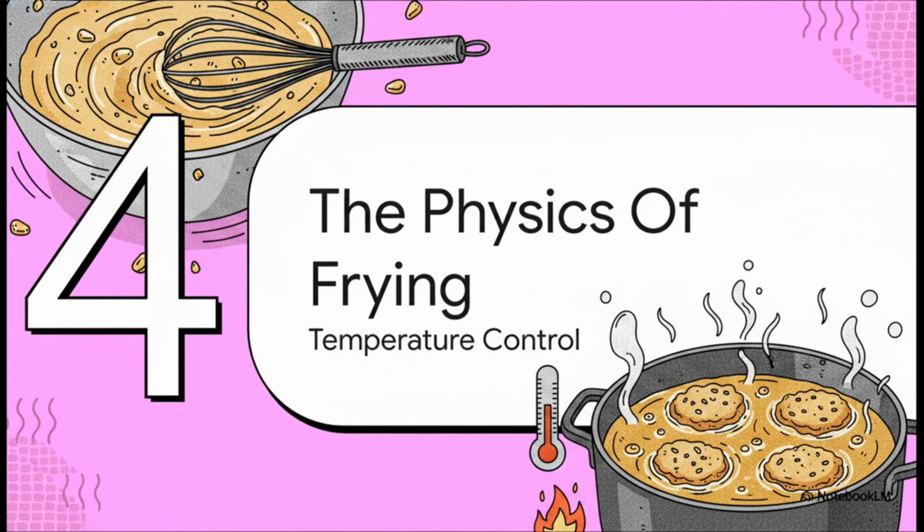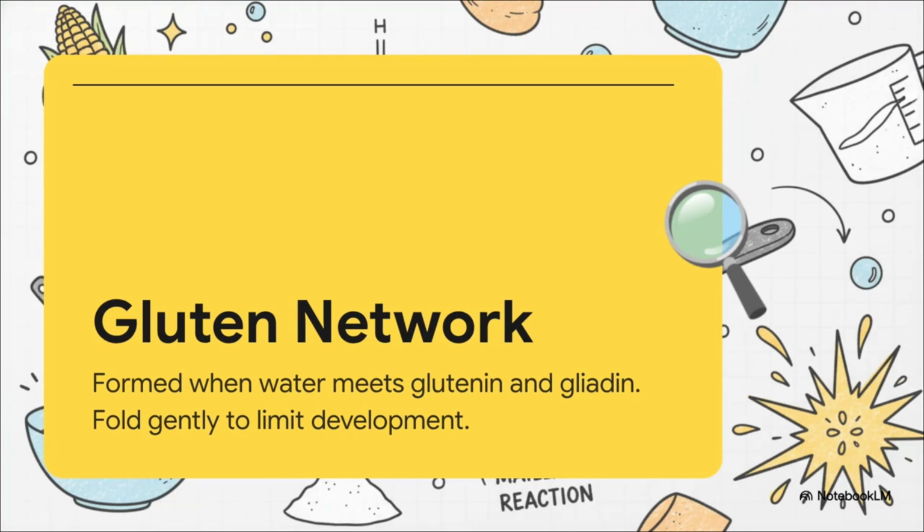All right, Section 4, the physics of frying. When we finally combine our wet and dry ingredients together, we're bringing water into contact with the flour's proteins, specifically glutenin and gliadin. This creates a gluten network. And listen, we want to gently fold this batter, not beat it to death. Overmixing develops way too much gluten.